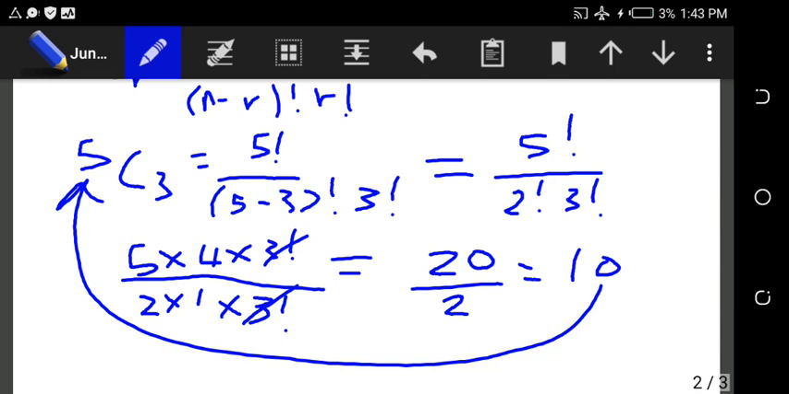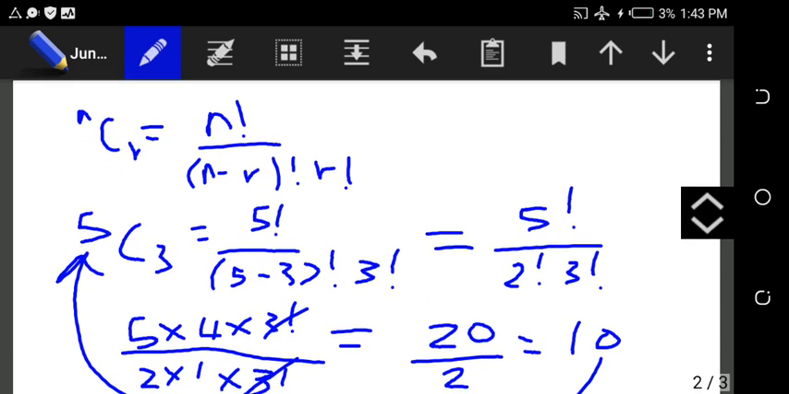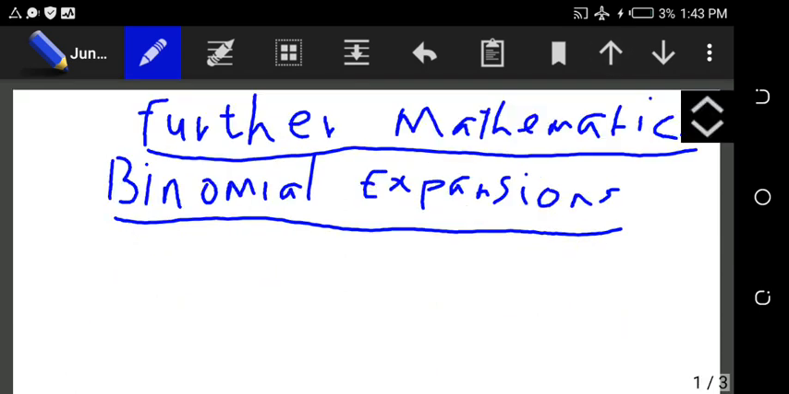So this is how you go about solving your combinations. I am quite aware that we have looked at this before, but this is just a refresher before we delve into what we want to do. This concept of combinations features prominently in what we are studying when we want to expand binomials using combinations.